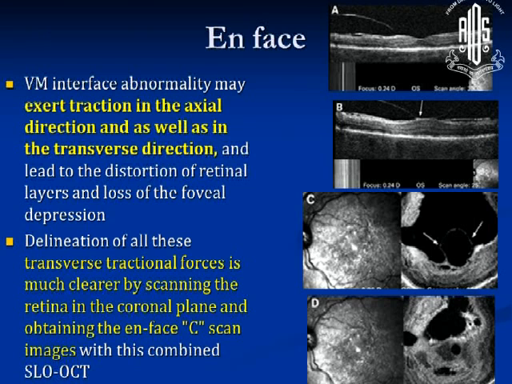The other important thing is that sometimes you can get en-face imaging also, so that the transverse tractional forces can be better made out than with routine conventional imaging.